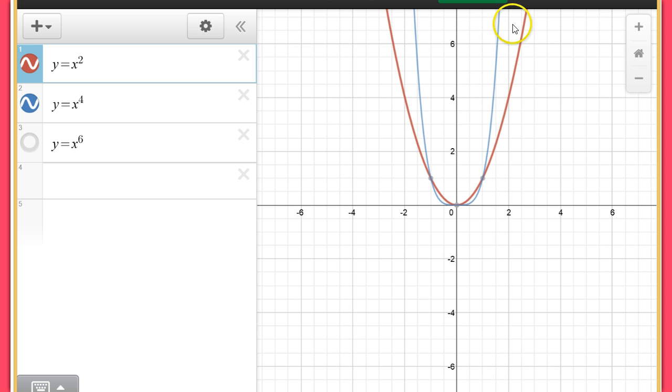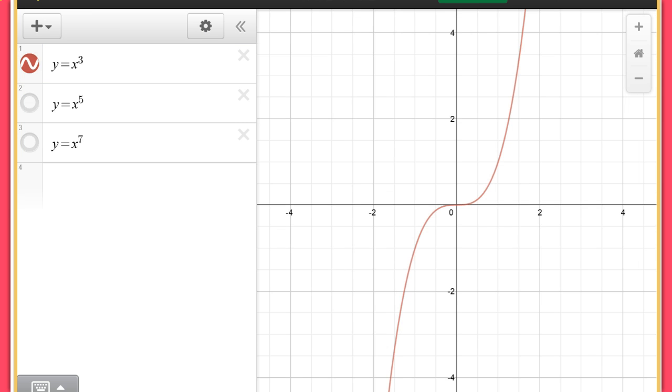So as x approaches positive infinity, the y outputs approach positive infinity. As x approaches negative infinity, the y outputs approach positive infinity as well. If we look at y equals x to the sixth, you're going to see again that the end behavior is very similar. The graph is just a little skinnier, but the end behavior here is what we're looking at. So all of these power functions with even integers have very similar end behavior.